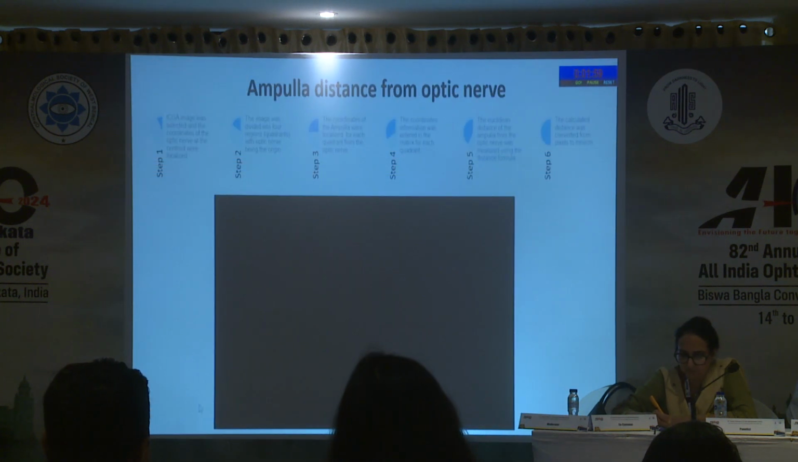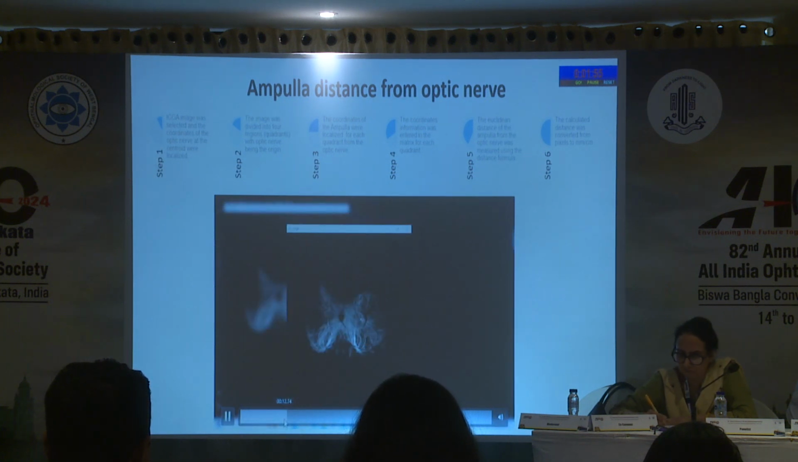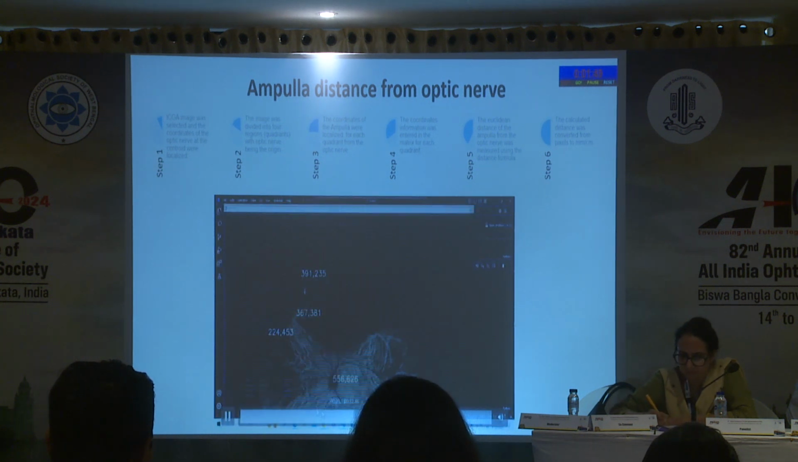Third was the ampulla distance from the optic nerve. This was quite straightforward. You upload the image, then you basically select the coordinates. So you click on the optic nerve, you'll get a few coordinates. You put it into the formula. Similarly, you go and click on various ampullas, and you'll get a few coordinates.